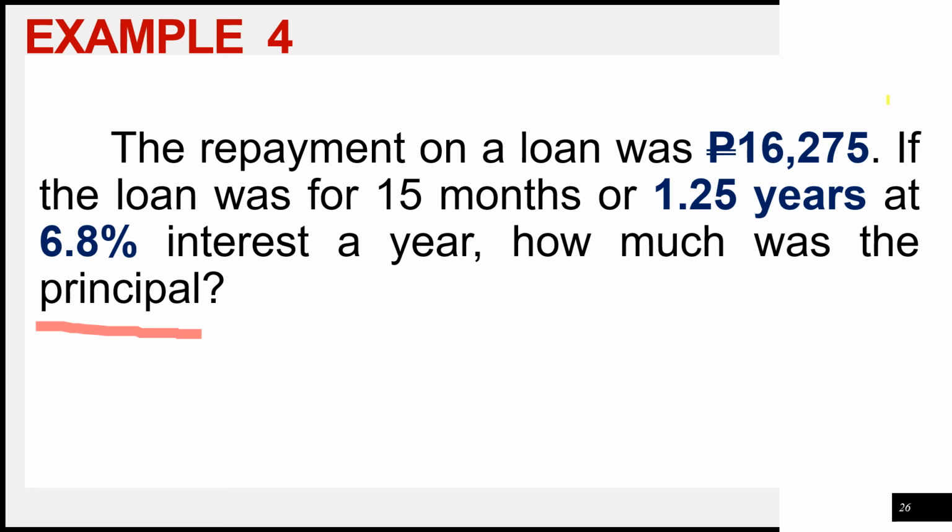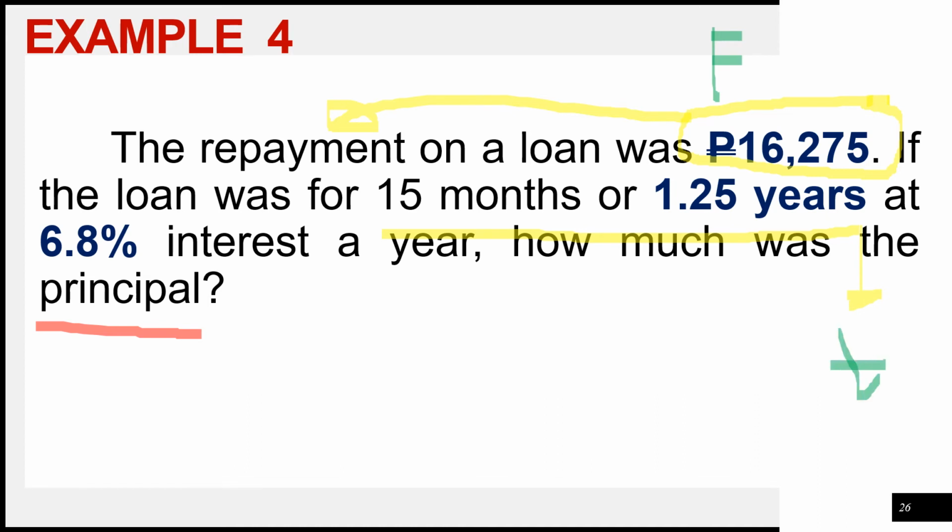Let's start with this one. We have 16,275 pesos is labeled as the repayment on a loan. Since we have the term repayment, that means 16,275 pesos is our future value. And then we have 15 months or 1.25 years, which is our term.